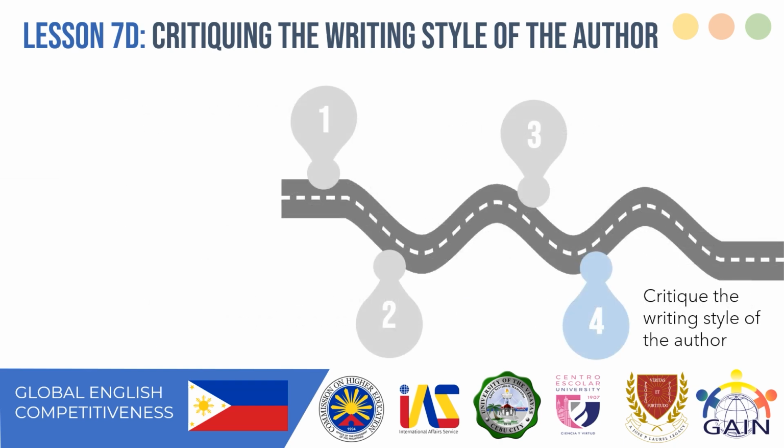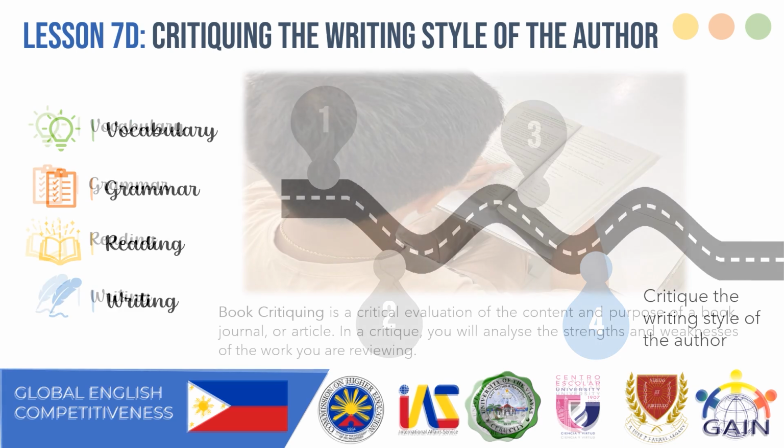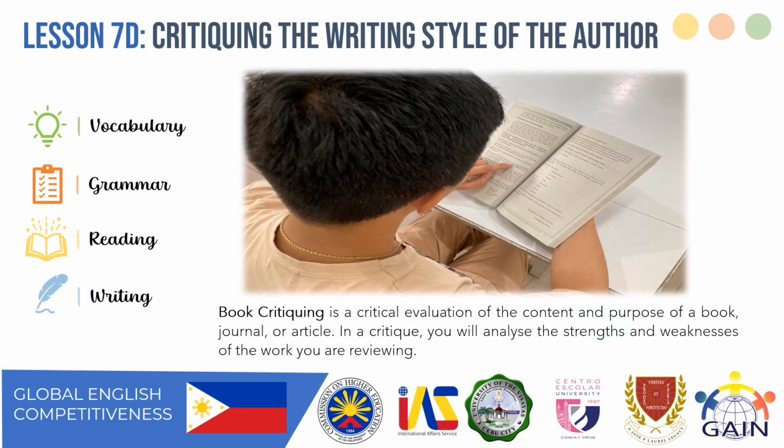Without further ado, let's move over to our final lesson for this unit, 7D, critiquing the writing style of the author. And here are the sub-lessons that will help us achieve our objective: vocabulary, grammar, reading, and writing. First, let's talk about book critiquing. What is it? Book critiquing is a critical evaluation of the content and purpose of a book, journal, or article. In a critique, you will analyze the strengths and weaknesses of the work you are reviewing.